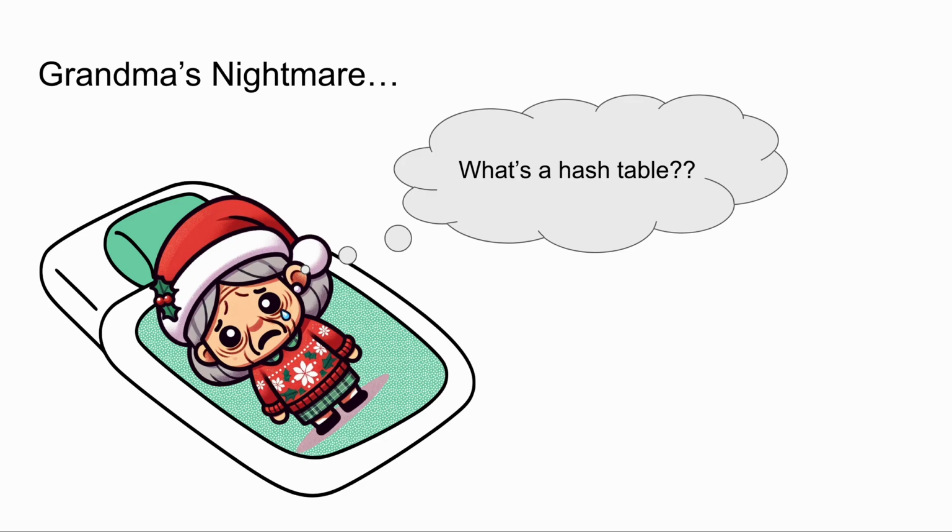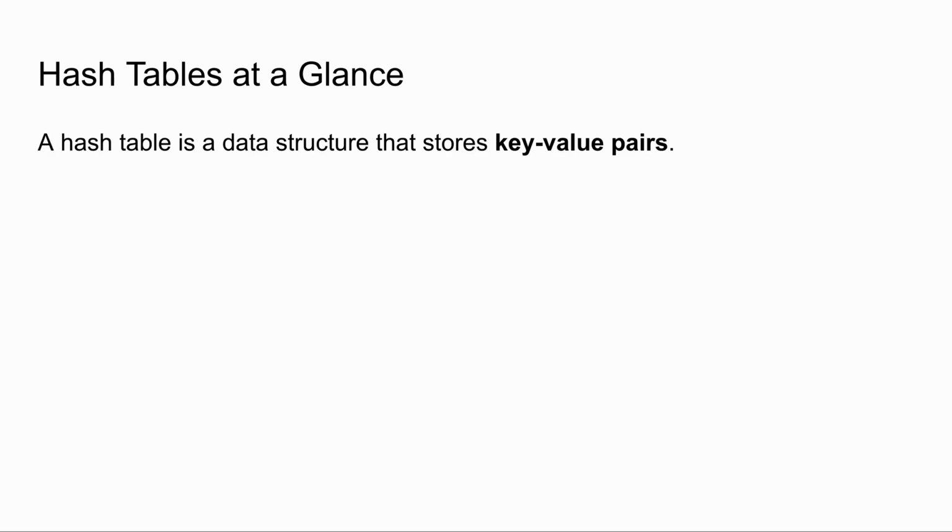Well, fear not, Grandma, because CS Professor of Fun is here to explain what a hash table is and save Christmas. First, I'll give a brief overview of what a hash table is. A hash table is a data structure that stores key value pairs. For example, in the pair Jade-Mittens, Jade is the key and Mittens is the value, representing that Jade wants mittens for Christmas. A hash table is an array of buckets. A bucket is just a fancy name for a slot in the array.